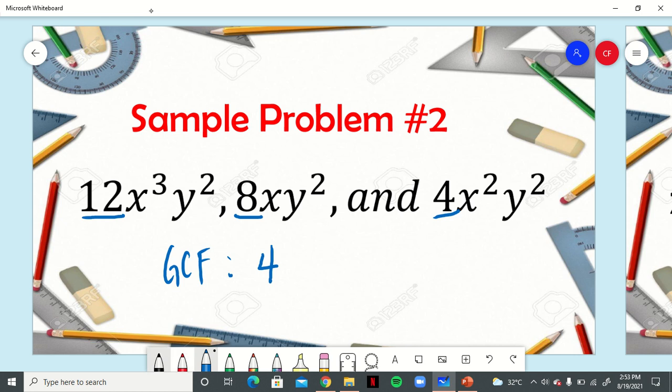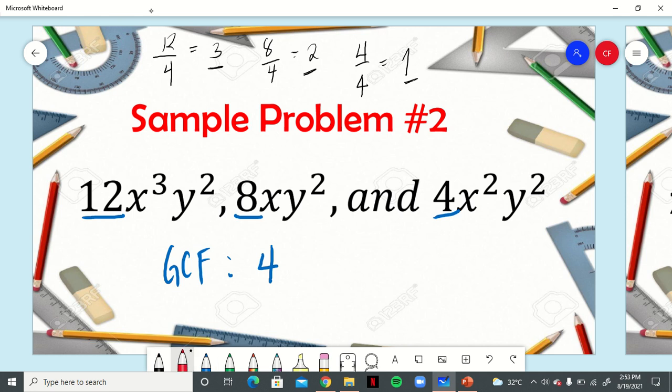Let's write it again. 12 divided by 4 is 3, 8 divided by 4 is 2, and 4 divided by 4 is 1. As you can see here, class, 3, 2, and 1 have no common factor except 1. So this is the GCF, 4. Now we are done with the coefficients.